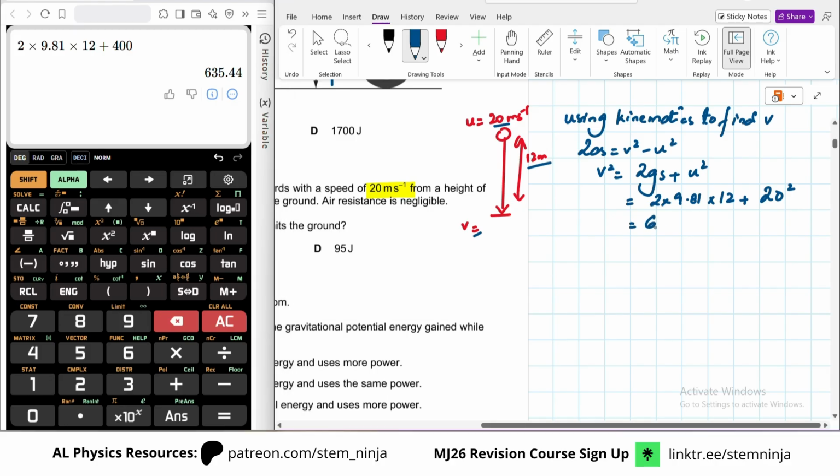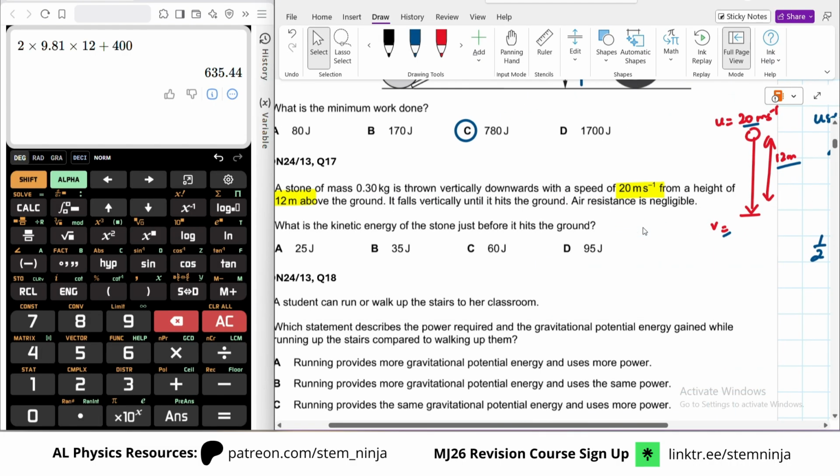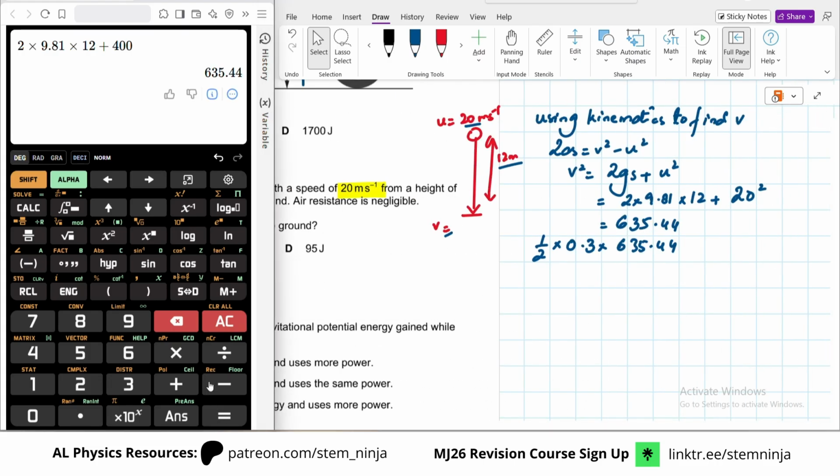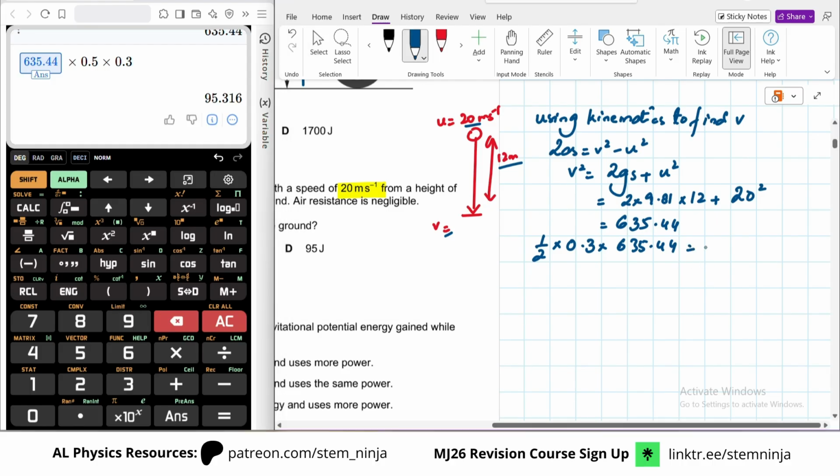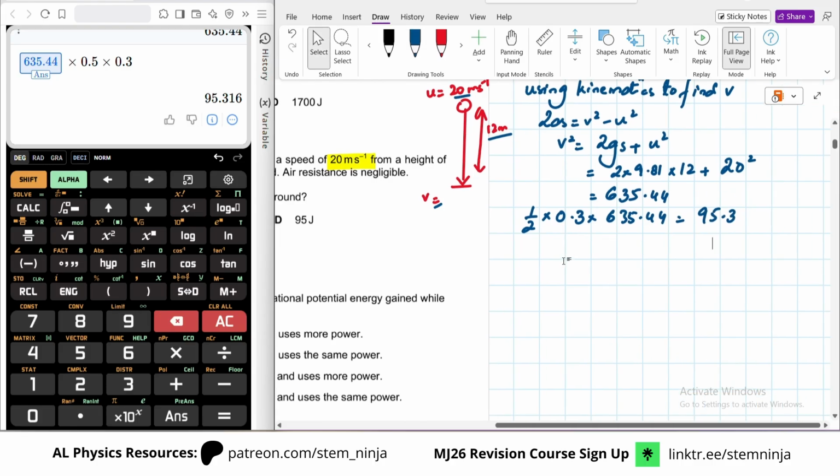Okay, 635.44. When you multiply the half and m with it, half times m is 0.3 times v squared, which is 635.44. Right, okay, so we save this, times 0.5 times 0.3, this is 95.3. Now, what is the other method? By using simple energy method.